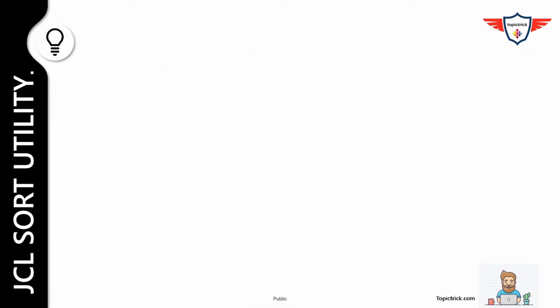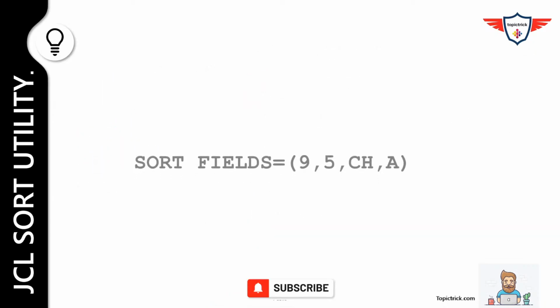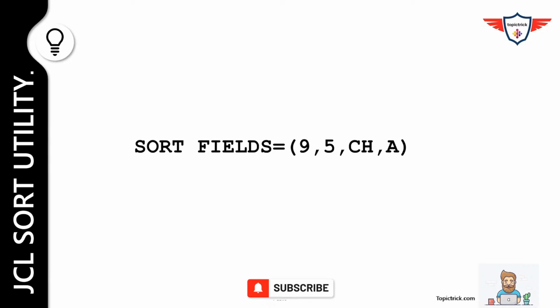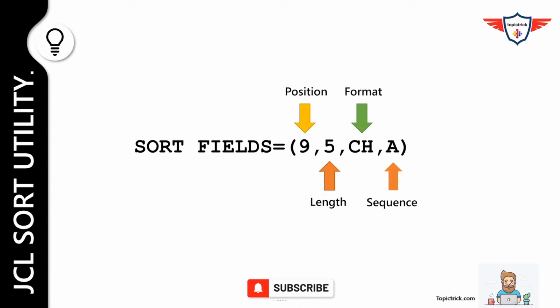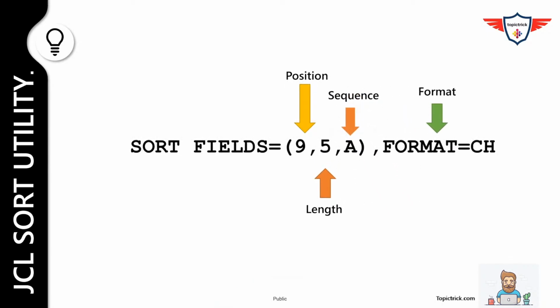Now let me quickly explain the sort card which is used in this JCL. So you have SORT FIELDS, which is a keyword. After that you have an equal sign, and thereafter in simple brackets I've specified the field on which I want to apply the sort criteria. So 9,5. 9 is the starting position of the field in the input file, and 5 is the length of that particular field. After that, I've specified the format of the field, that is CH, that is character, and then I've specified the sorting sequence. So I've used A for ascending.